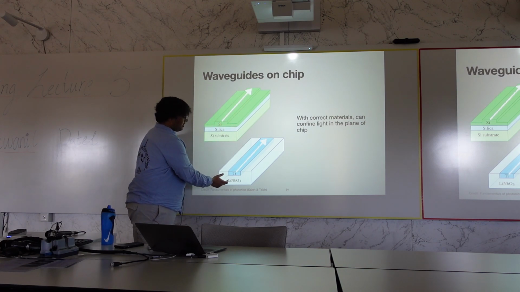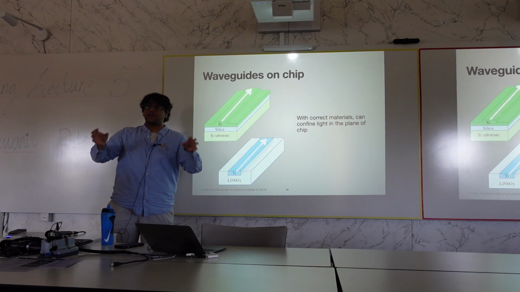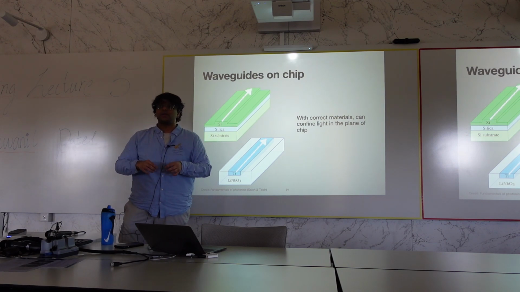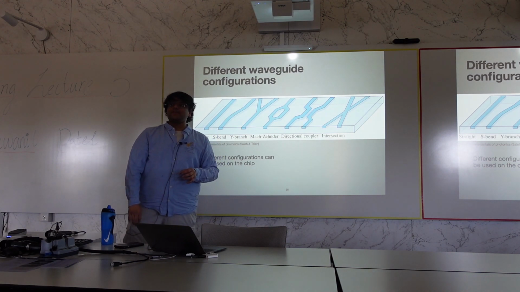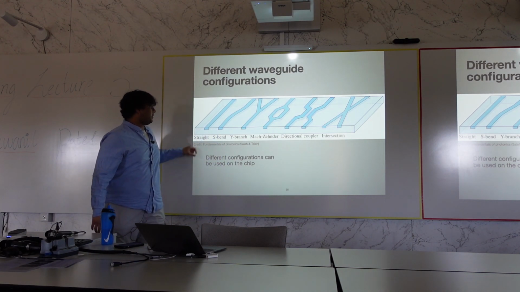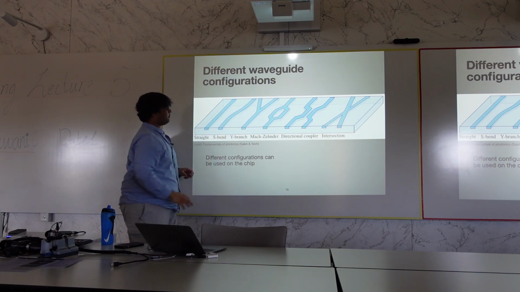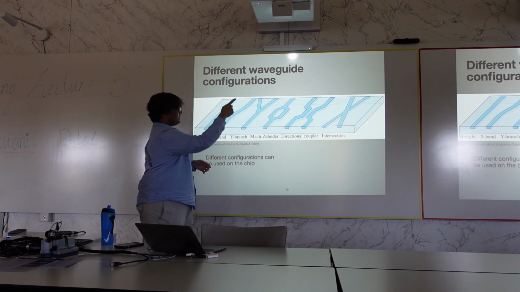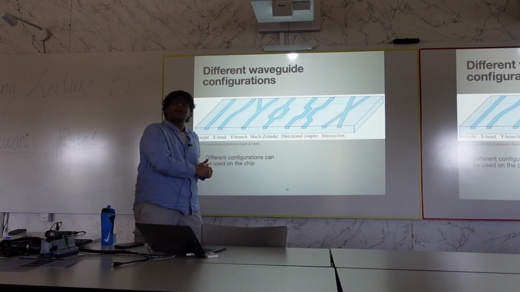And the same with something like this, where you have a material surrounding another one from three sides, and you can guide the wave through that as well. And you can make different geometries out of it. You can have a straight waveguide, you can have something like an S-bend where the entrance and the exit is far apart and not in the same line of sight. You can split the light, you can combine the light.